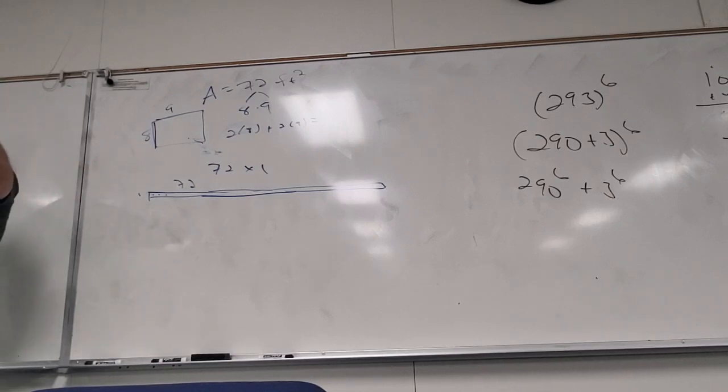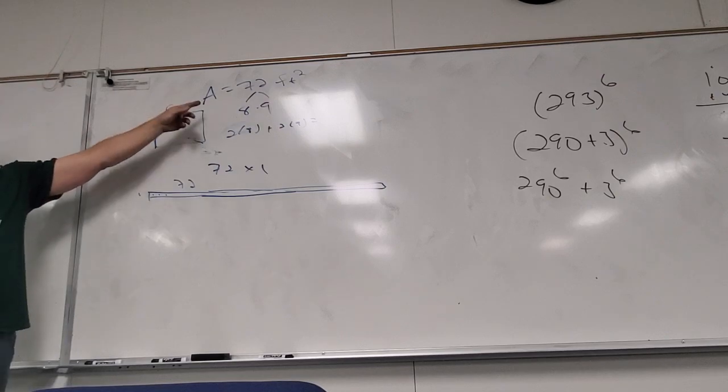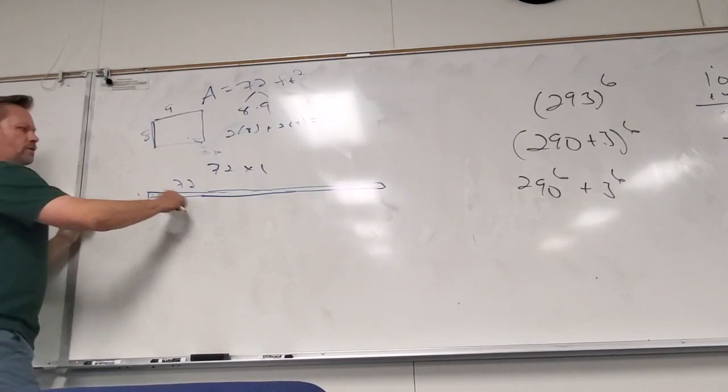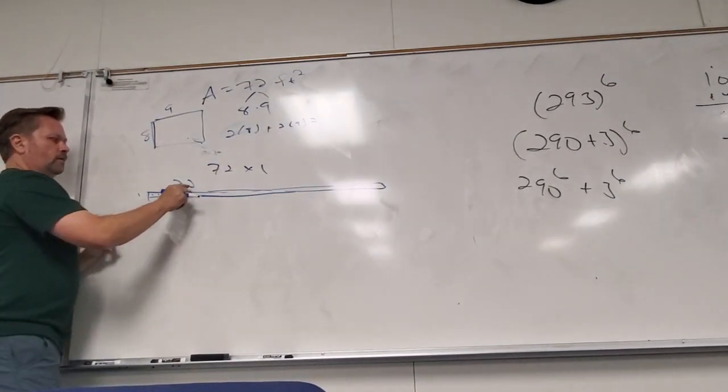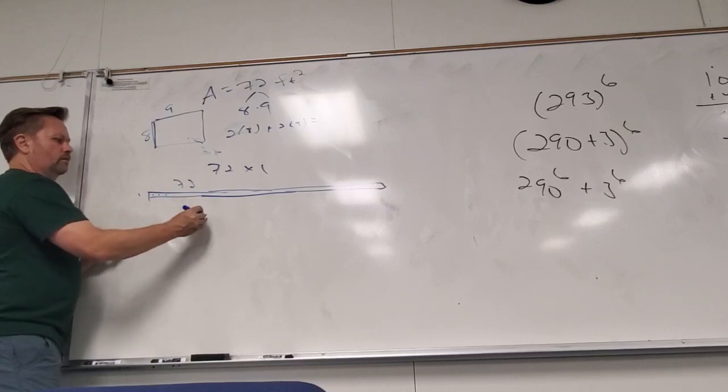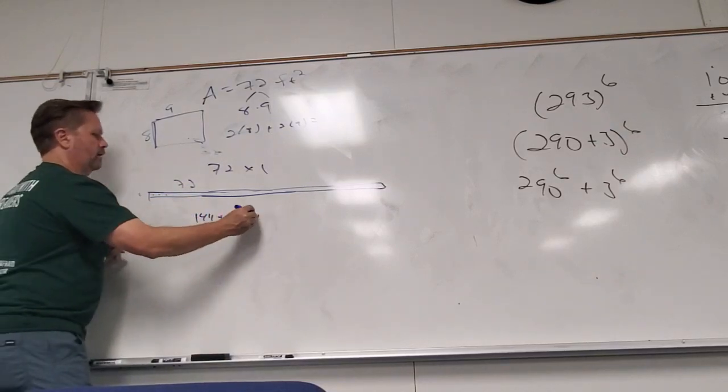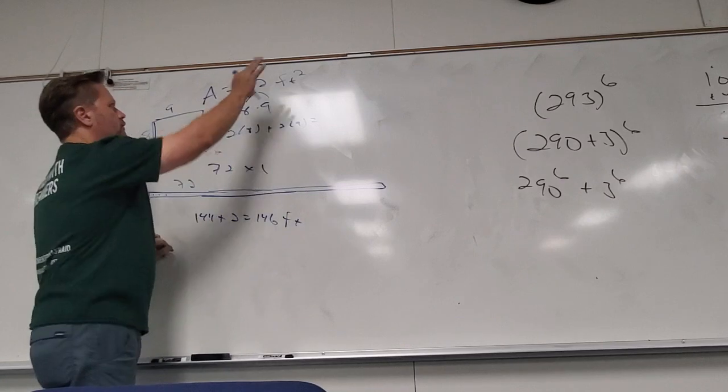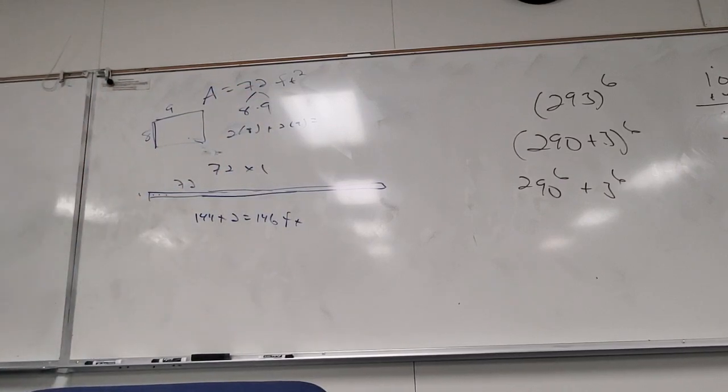A very interesting thing that comes out of this problem is you can determine the most efficient way to use whole number dimensions to get an area of 72. How much fencing would I need here? Double 72 plus double 1. I need 146 feet of fencing. Are you guys with me?